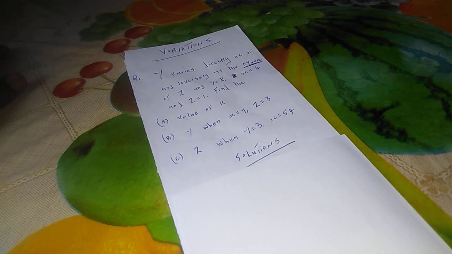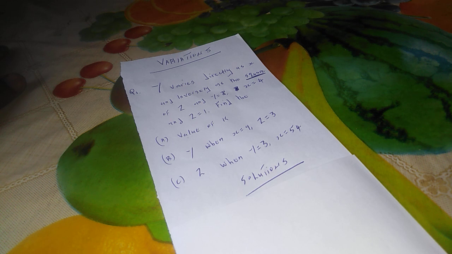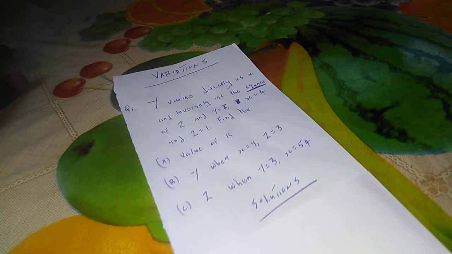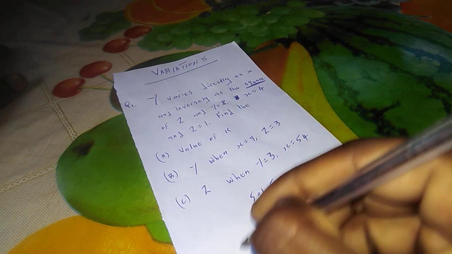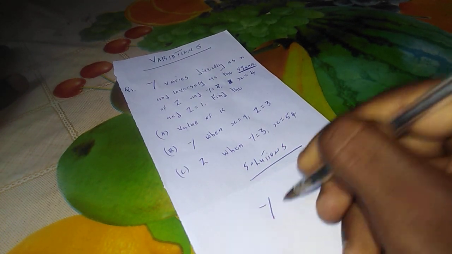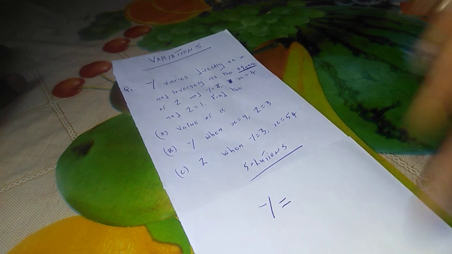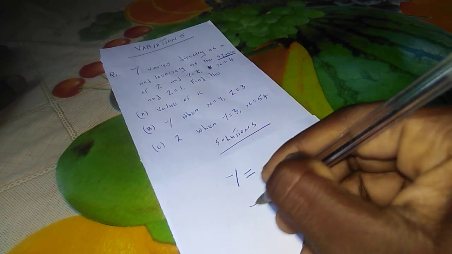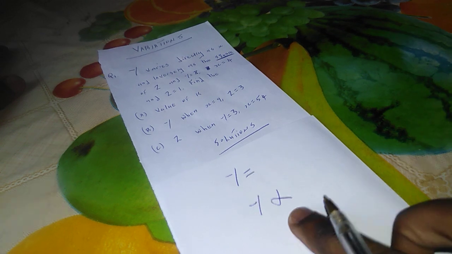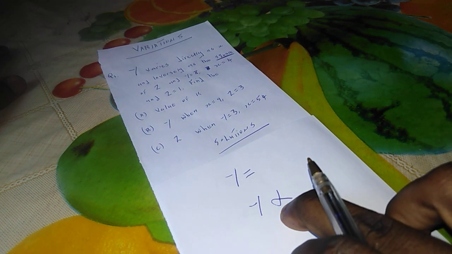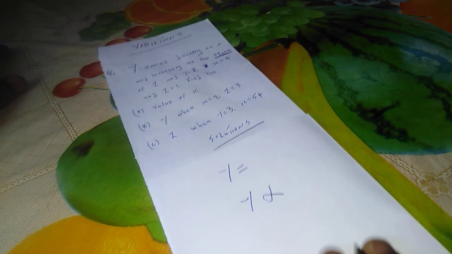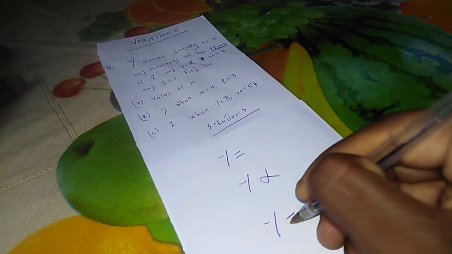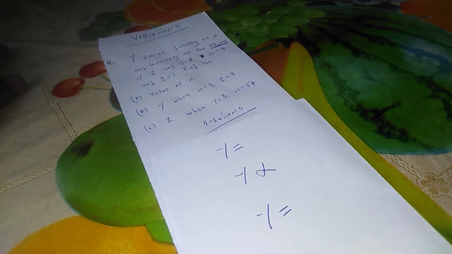Let's now proceed with the solutions to this question that came in the 2022 Mathematics Paper 1 GCE. All right, so y varies directly. I will say equals here. There is also another sign like this, the varies sign, but I prefer going with the equal sign. So y varies directly as x.